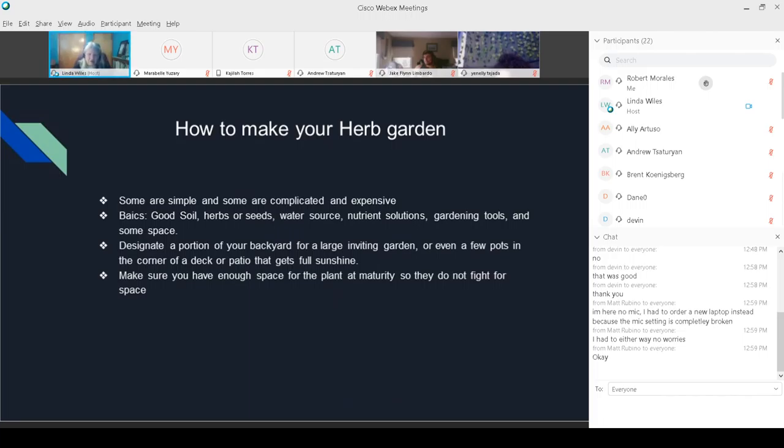So here's how to make your herb garden. It's very, very simple. You start out with the basics like you would for any plant. Use good soil, or if you're growing it indoors, use good media, good peat-based media. Outdoors, if you're planting in-ground, soil's fine. You can use cuttings or small propagules of the herb plants, or you can grow them from seed. Some of them are easier than others.